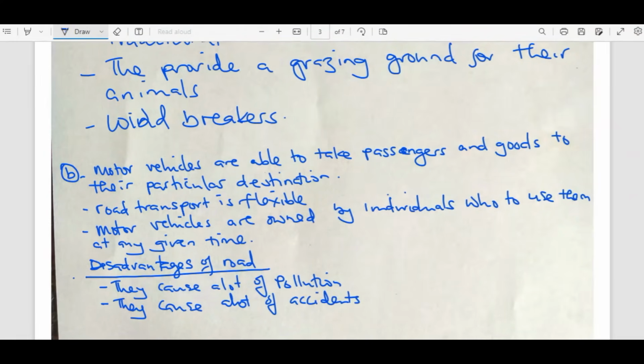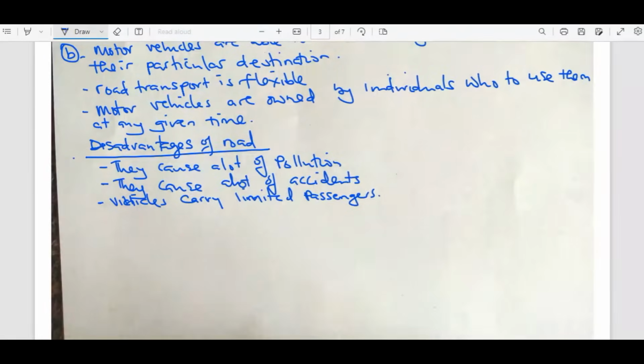And then apart from that, we are saying that vehicles carry limited passengers. So they carry limited passengers. Okay, so that is the disadvantage.